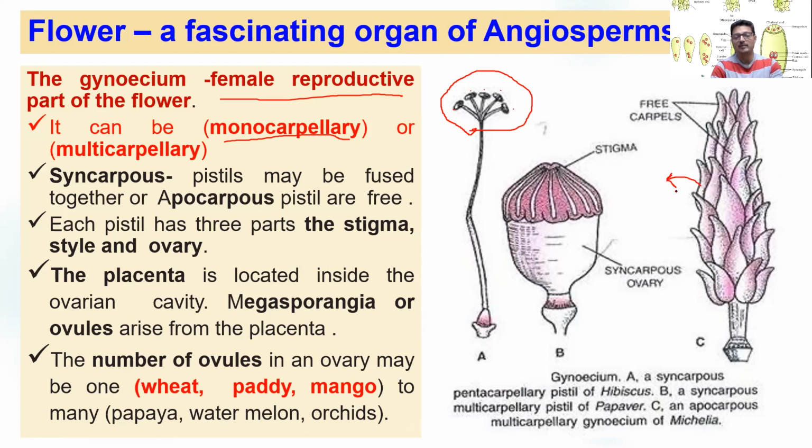And as we know, when we talk about the carpels, it has got three parts: stigma, the landing portion, the long tubular style, and the ovary, which contains ovules, right? The placenta is located inside the ovarian cavity. Megasporangia or ovule arises from the placenta. The number of ovules in the ovary may vary. It can be one, as in case of wheat, paddy, mango, or it can be many, as in case of papaya, watermelon, orchids.